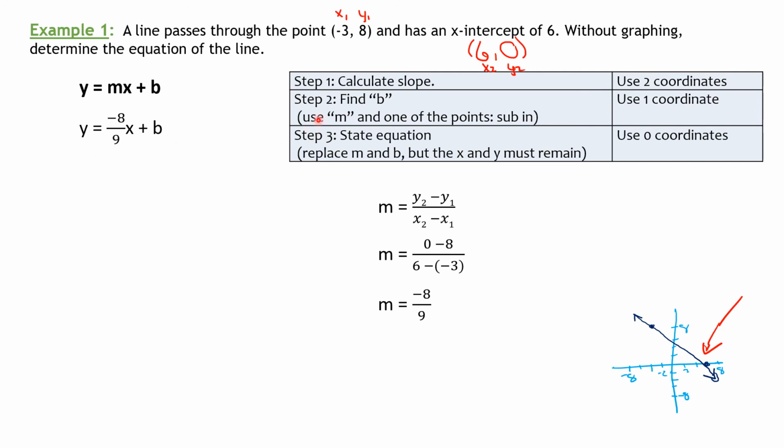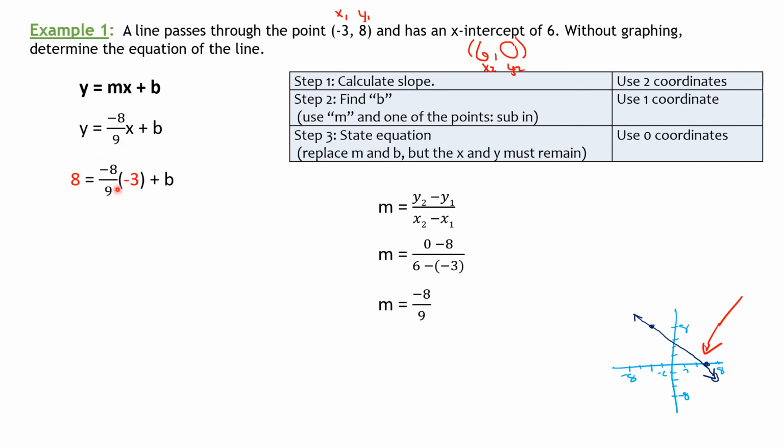I'm going to use one of the points. I could use either one of these 2 points. I'm a little concerned that maybe sometimes I get my intercepts wrong and I do (6, 0) when I should have put (0, 6). And so I'm not going to use that point just in case I messed up. I'm going to use the point they gave me. This is my x, this is my y. Put them in the right spots.